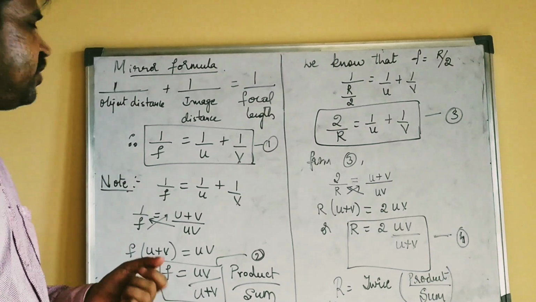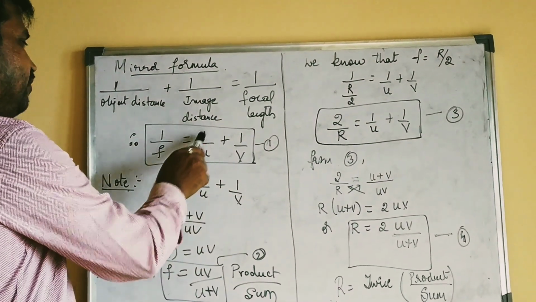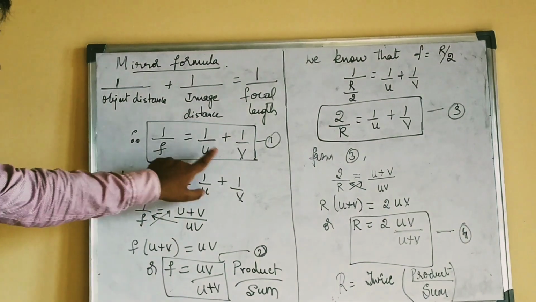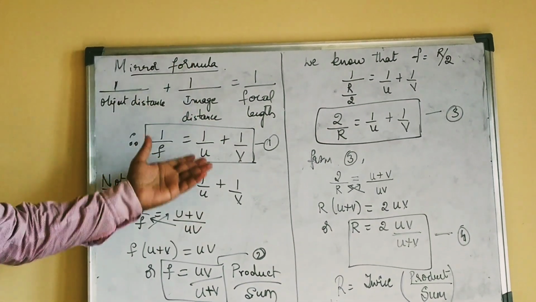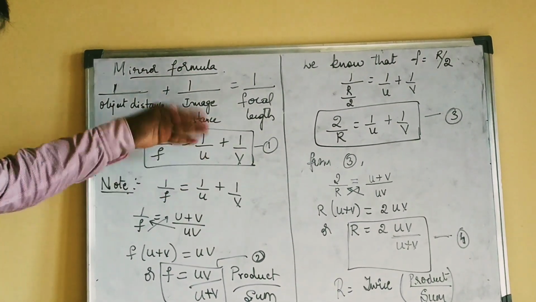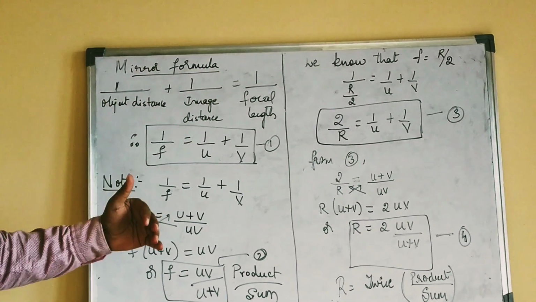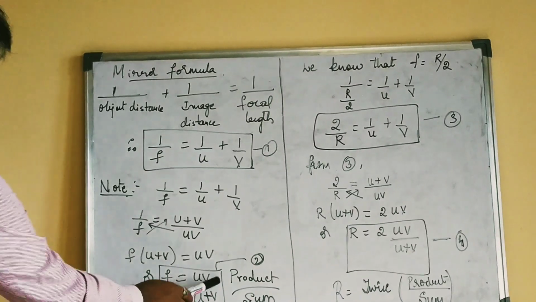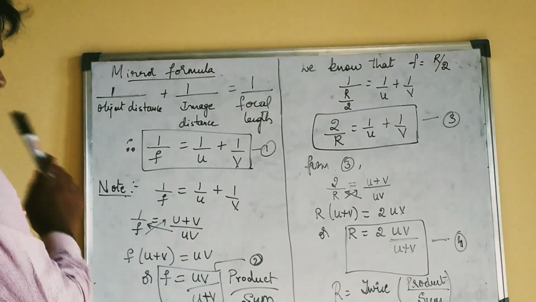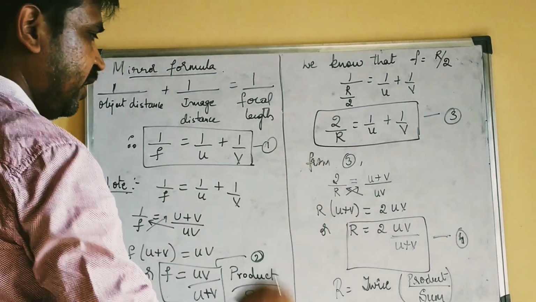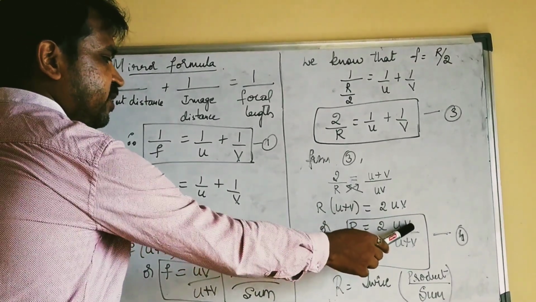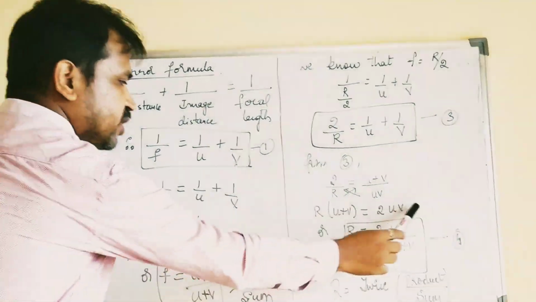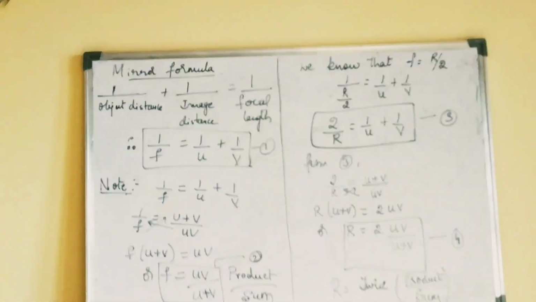Because for the problems, if you are using this formula, 1 by F is equal to 1 by U plus 1 by V, again while doing the steps, you have to take the LCM, again multiply, okay? So take the LCM, get the numerator and denominator, and at last take the reciprocal. Instead of that, use this formula directly and find the focal length. And if they give the object and image distance, and ask you to find the radius of curvature, use this formula only to find the radius of curvature.